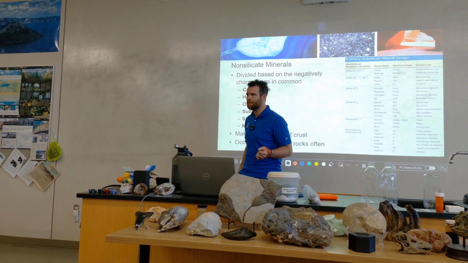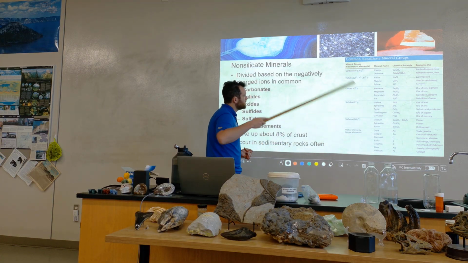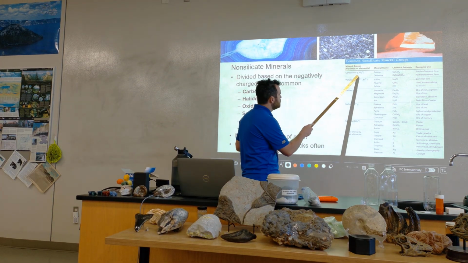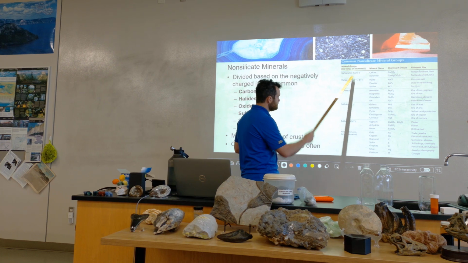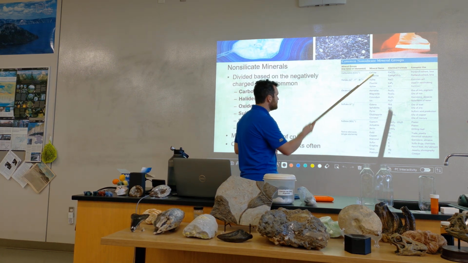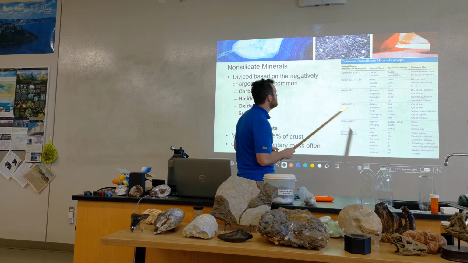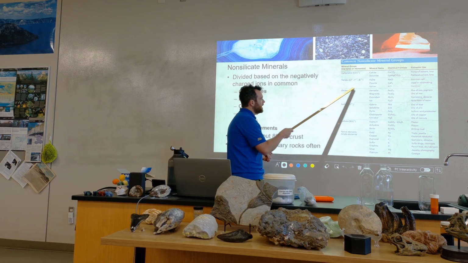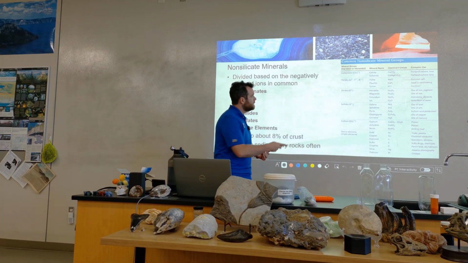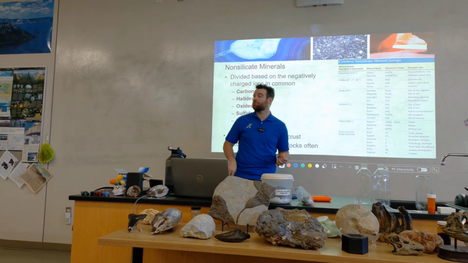We separate the non-silicates by the ion they have in common. So we have carbonates, which are bound together by carbonate ion. Halides, that includes salt. There are several different types of what we would refer to as salts. Halite, fluorite, sylvite. Fluorite isn't actually a salt, but it's in that group. And you've got oxides, which have in common an O2 negative bond. Hematite, magnetite, corundum.